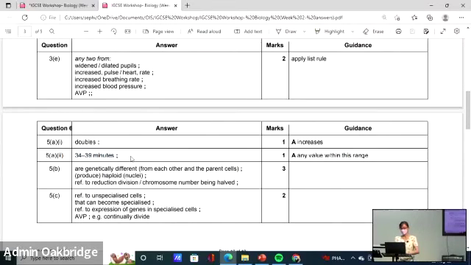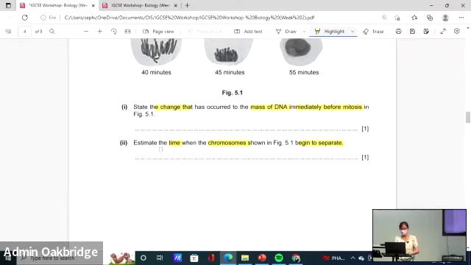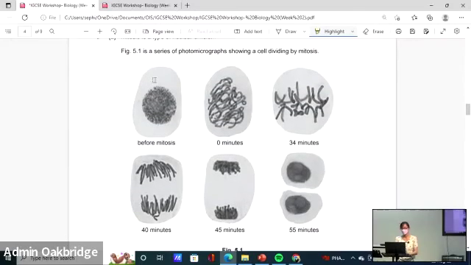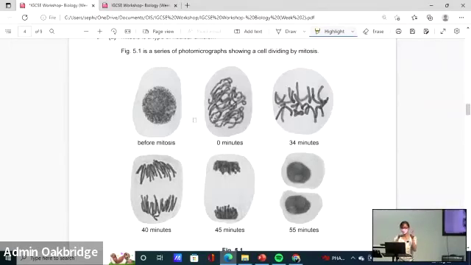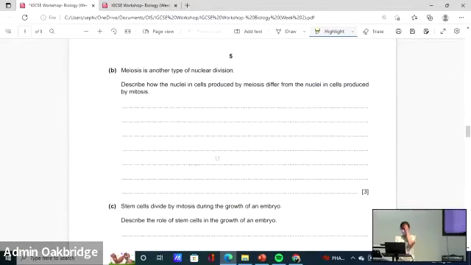One number, okay? When it says estimate the time. Now, if a student said, I think it's between 34 to 40 minutes, it is not correct. If they say between 34 to 40 minutes, cannot. You have to say between 34 to 39. Or you just say one number only. One number is safer. Okay, next.